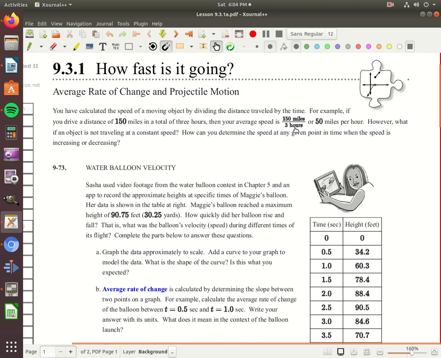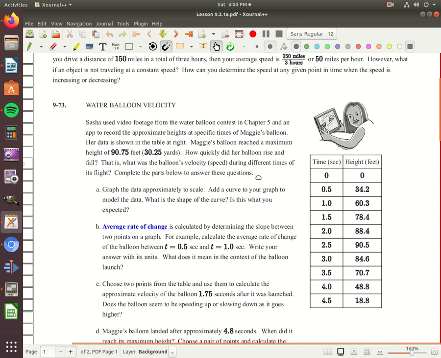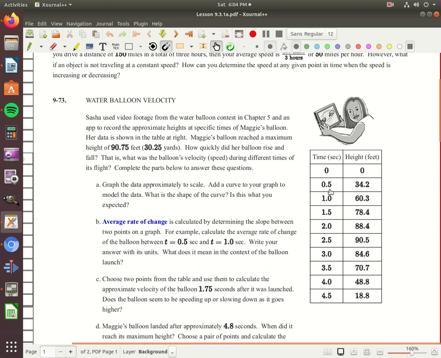However, what if an object is not traveling at a constant speed? How can you determine the speed at any point in time when the speed is increasing or decreasing? So essentially what we're going to do is pick 2 points and do the change in y over the change in x and let that be sort of an average. It's pretty simple. There's not a lot to it.